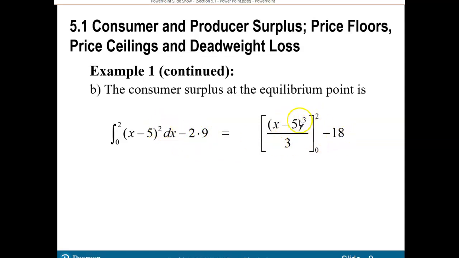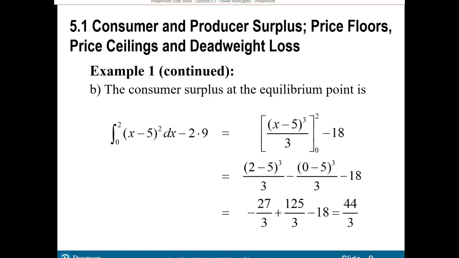My antiderivative here is (x minus 5) cubed over 3. Evaluate between 0 and 2. So we plug in the 2, plug in the 0, and subtract. So that's going to give us negative 3 cubed is negative 27 over 3. Negative 5 cubed, that's negative 125, but times a negative again is plus 125 over 3, minus 18, and all that together should be 44 over 3.